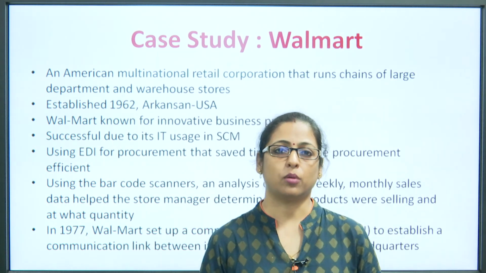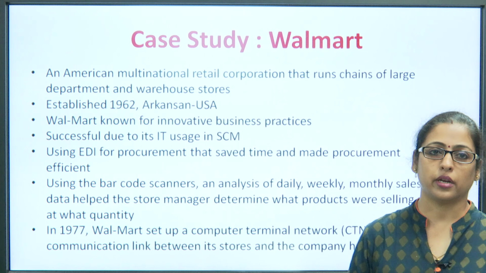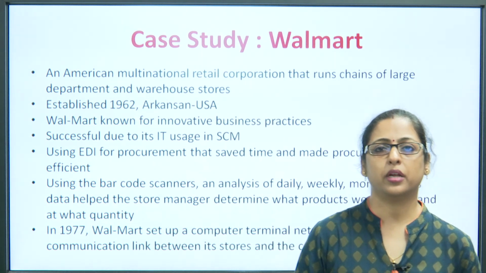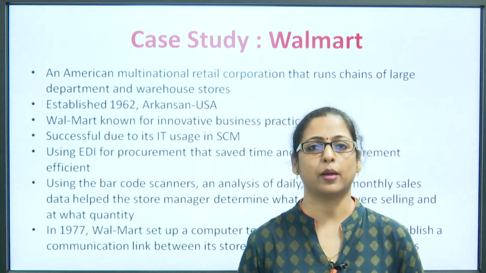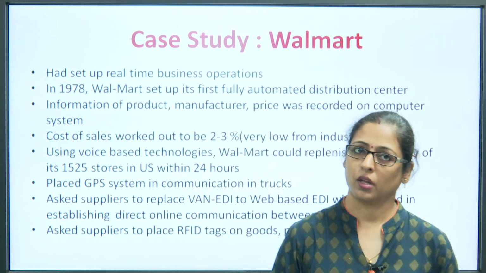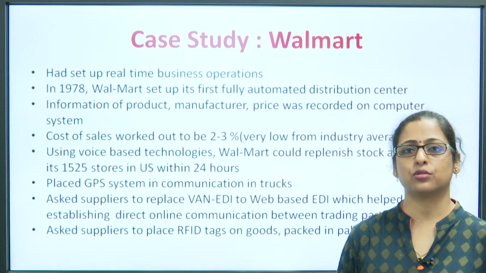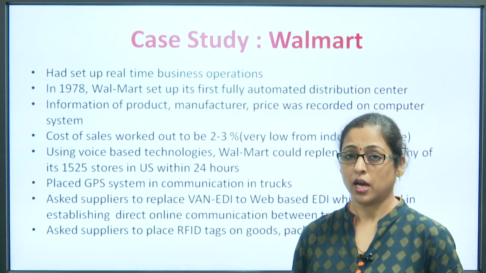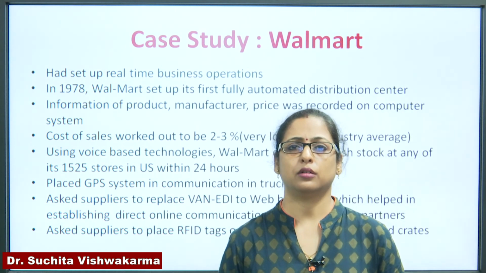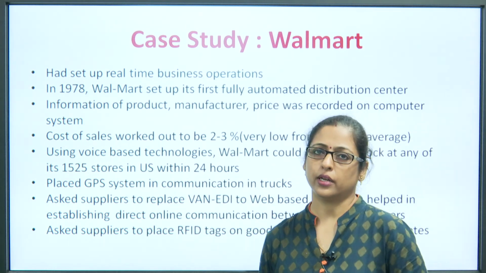In 1977, Walmart set up a computer terminal network to establish communication links between stores and the company headquarters. That helped them communicate with the headquarters on a real time basis and share information on demand and supply accordingly. Then it set up real time business operations also, which helped the retail stores as well as the suppliers to get connected with each other and replenish the inventories as and when required, again on a real time basis.